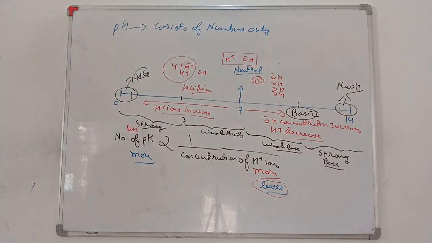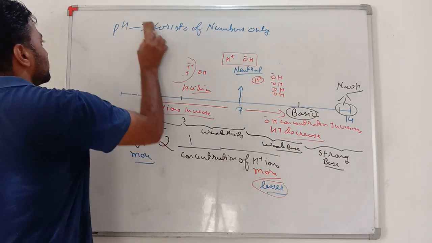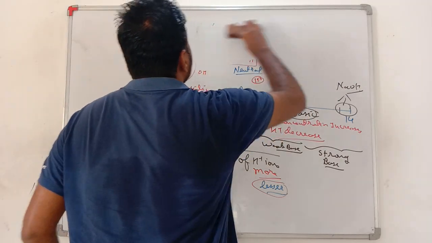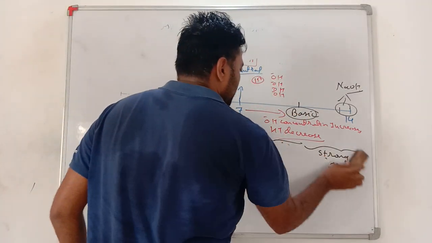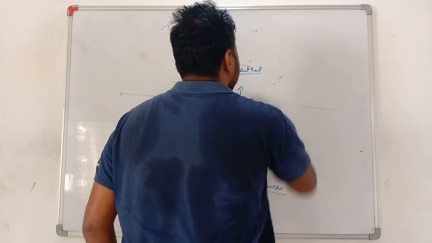Okay, my dear student. As you have understood pH scale, now you also need to understand universal indicator. Universal indicator, very important. Universal indicator.